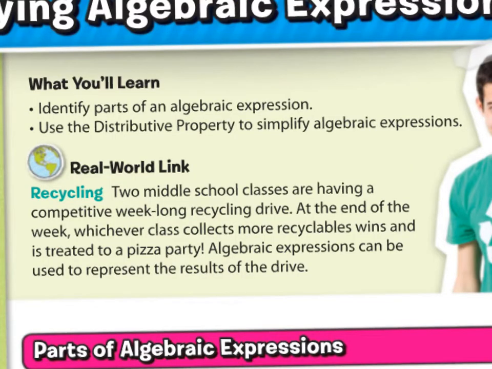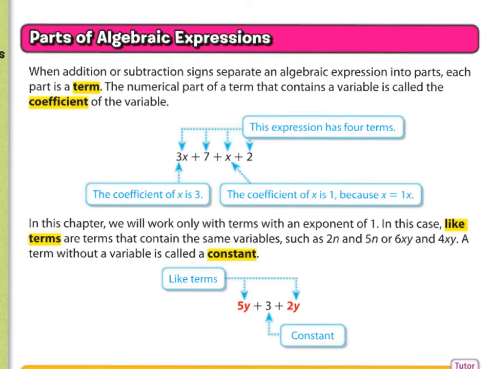In this lesson, we will identify parts of an algebraic expression and we will use the distributive property to simplify algebraic expressions. Let's dive right in by defining the parts of an algebraic expression. When addition or subtraction signs separate an algebraic expression into parts, each part is a term. So here we have a term, another one, and another one. So we have 4 terms there.